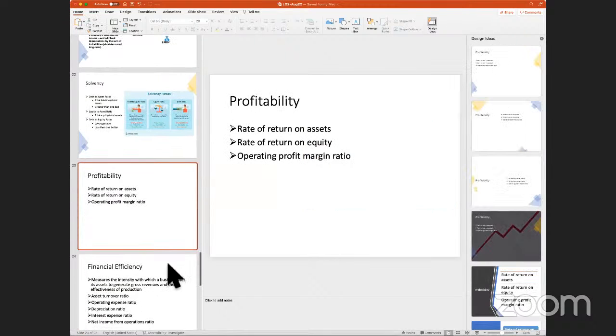Now, we need to come across to the third type, which is profitability ratio. When I talk about profitability ratio, what we are basically looking at is the ratio required when we want to talk about the financial metrics of the company, to assess its ability to generate earnings relative to its revenue.